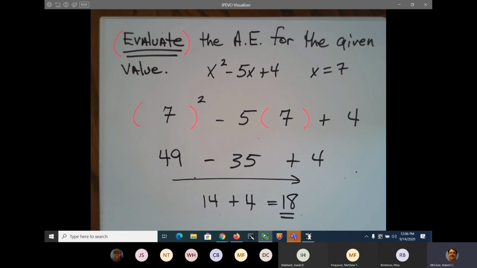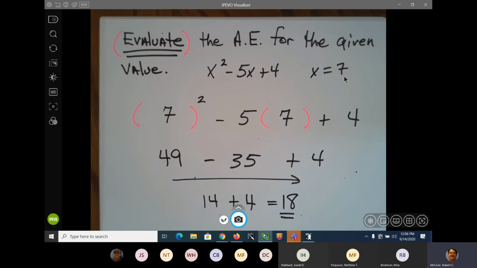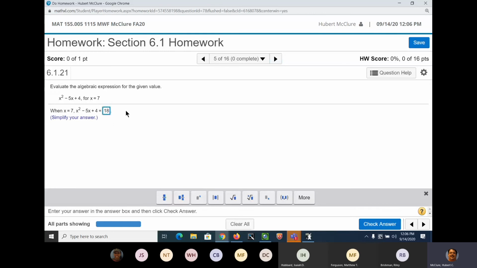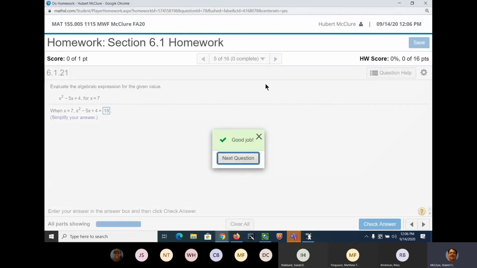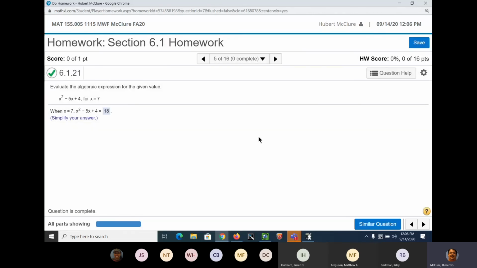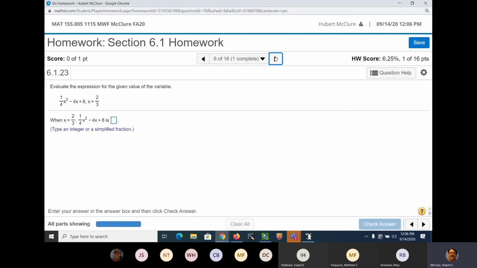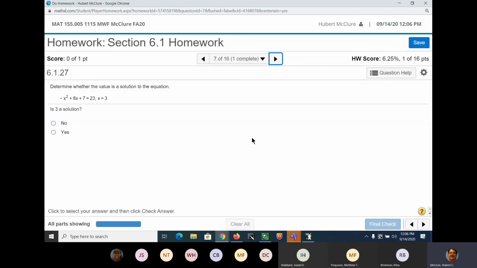Well, then what's the difference between evaluate and determine? Well, evaluate looks like that, 18. Feel good about ourselves. Next, let's find a determine. There's the determine. And I'm going to draw that, and then we're going to shut her down after that.